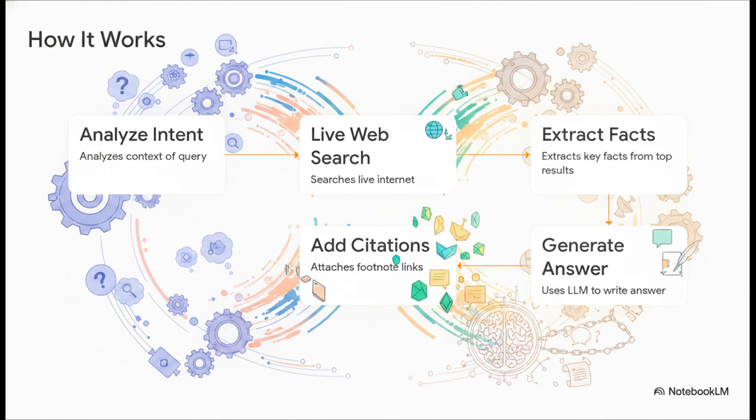When you ask a question, step 1, it analyzes your prompt's intent. It figures out exactly what you're really asking. Step 2, and honestly, this is the game changer. It runs a live web search. It goes out to the internet right now to find up-to-date information. Step 3, it extracts and synthesizes the facts from those top results. Step 4, it uses a large language model to generate a natural, coherent answer based only on the information it just found. And Step 5, it attaches source citations to its claims. It perfectly bridges the gap between advanced language models and live web scraping.